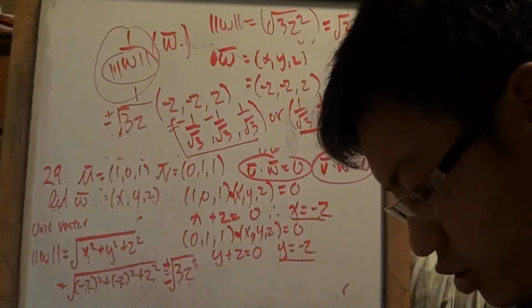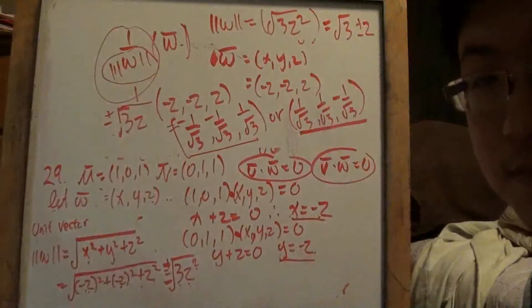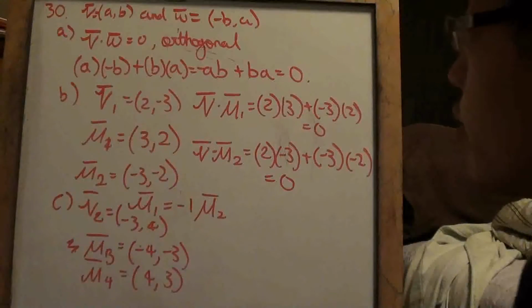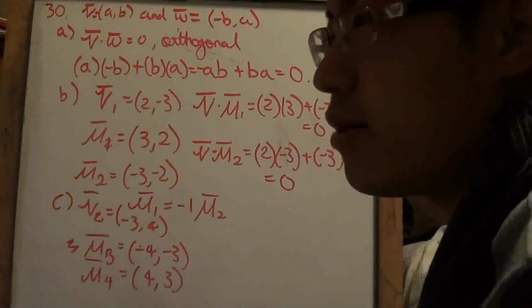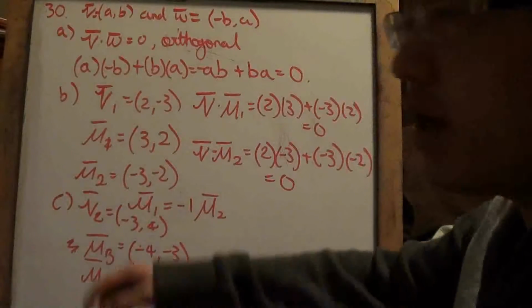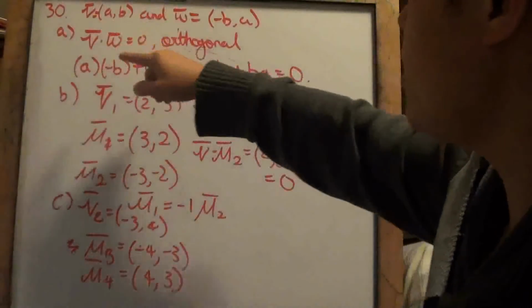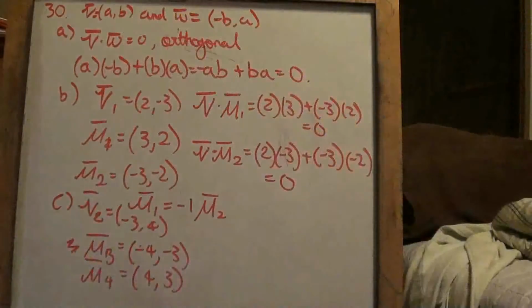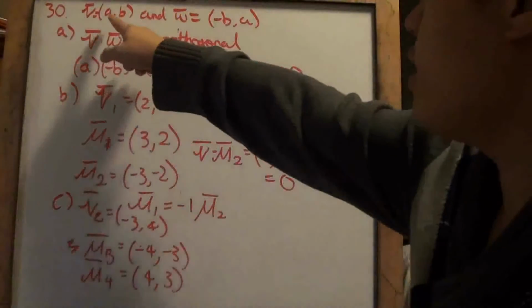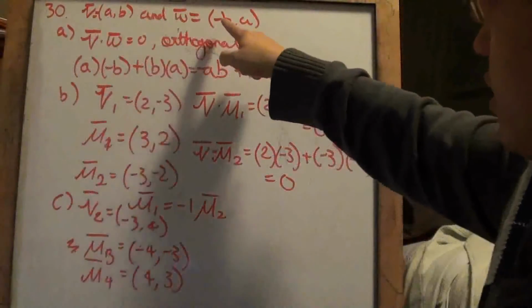Let's go to 30. It's the interesting ones. Okay, so we're on to question 30. This is a nice break from the hard ones that we're going to do in the future. Let's look at it here. So question 30, we have two vectors, vector v and vector w, and they have a, b, and negative b, a.